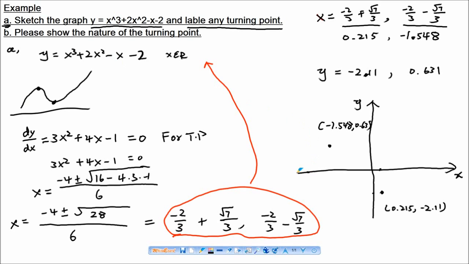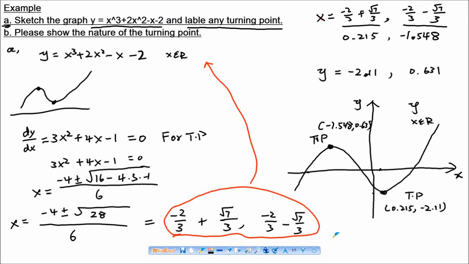So we can easily draw the graph from the turning points. These two are the turning points, and this is the graph of y with the domain x belongs to R. From the graph, you can see we have 3 x-intercepts and 1 y-intercept.